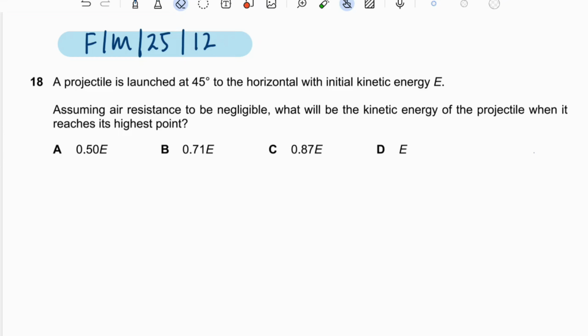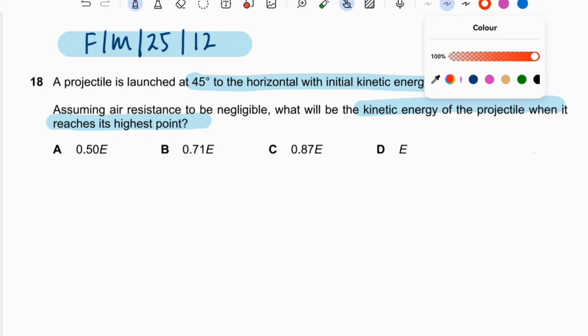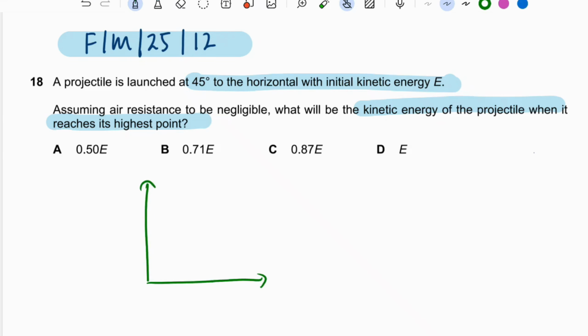Question 18. A projectile is launched at 45 degrees to the horizontal with initial kinetic energy E. Simple enough. Assuming air resistance to be negligible, what will be the kinetic energy of the projectile when it reaches its highest point? Okay, wait, let me pick a color. Green. Okay. So they say the projectile is launched, and it's launched at a 45 degree angle to be specific, and they say the initial kinetic energy is E.